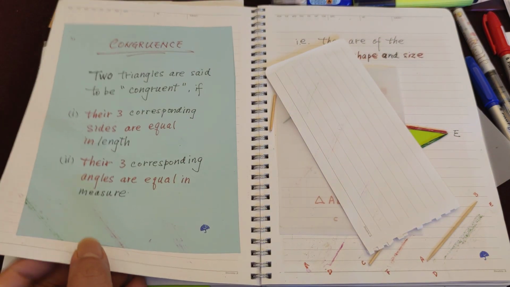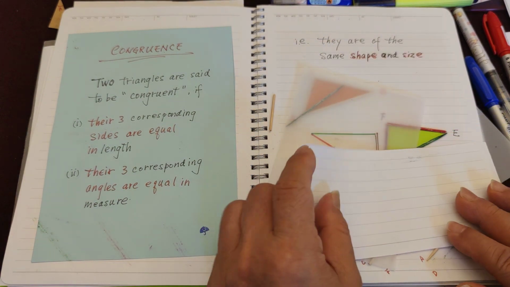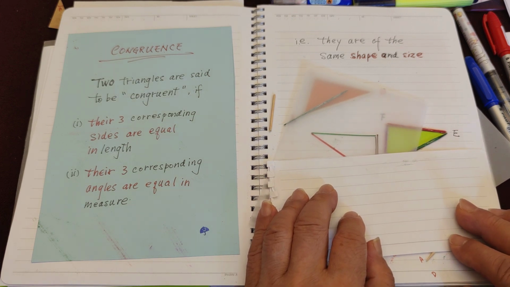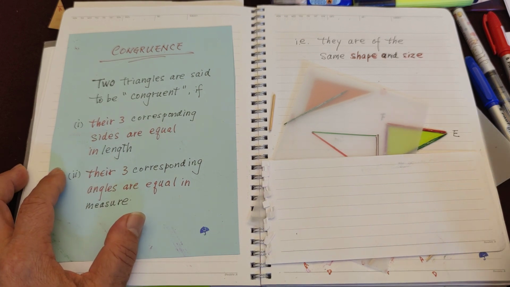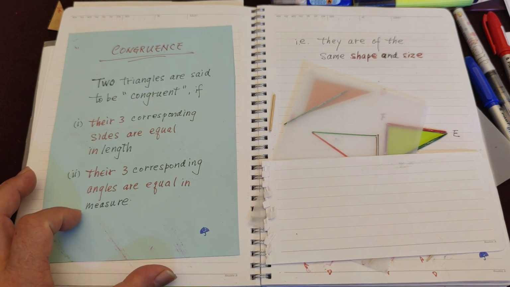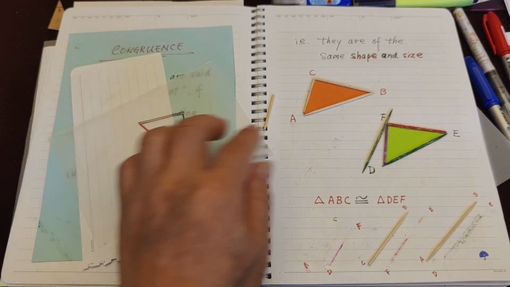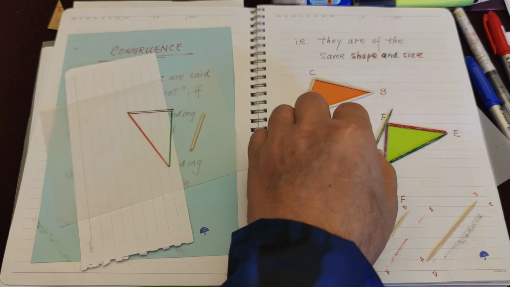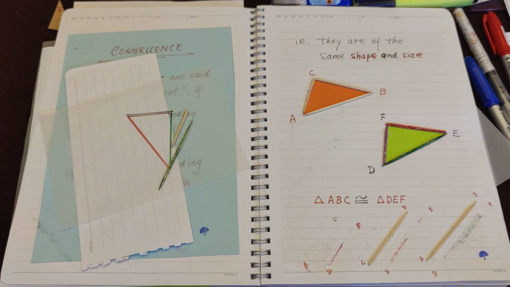And for triangles here, when two triangles are said to be congruent, that means their three corresponding sides are equal, and their three corresponding angles are also equal in measure. That is, they're exactly the same in size and shape. And also they can cover each other.